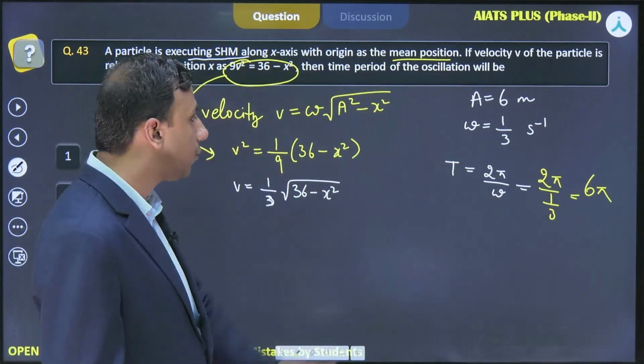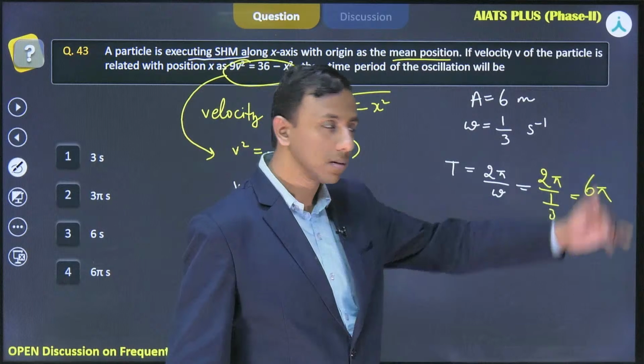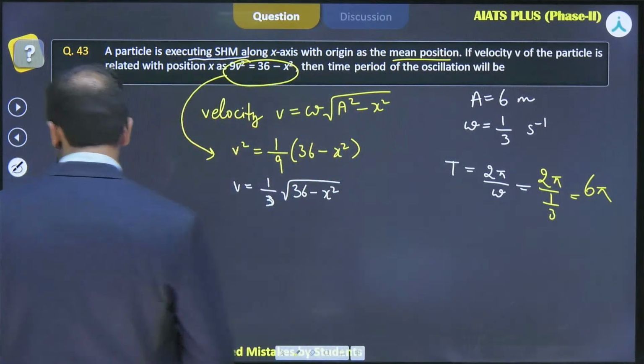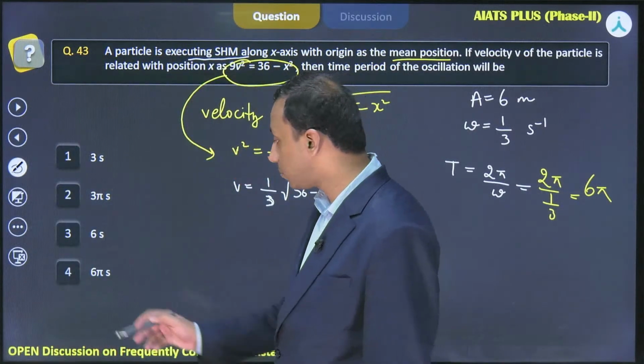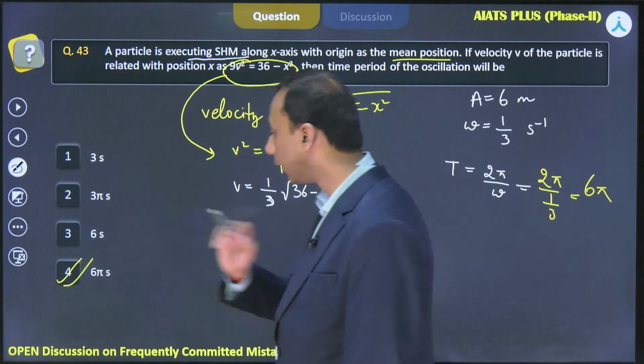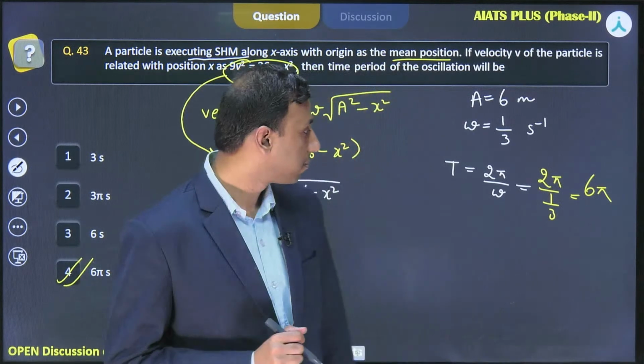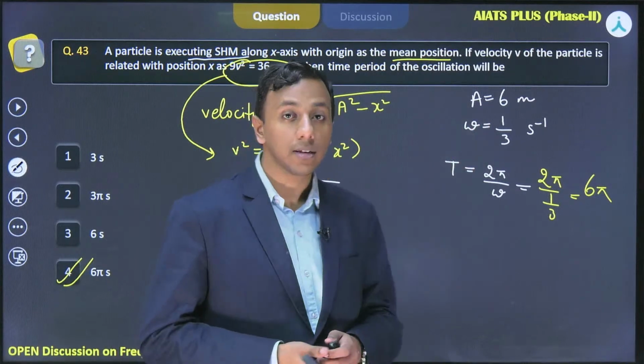6 pi. And what's the SI unit? 6 pi what? Second. So which one is the correct answer? This one? 6 pi second. Okay.